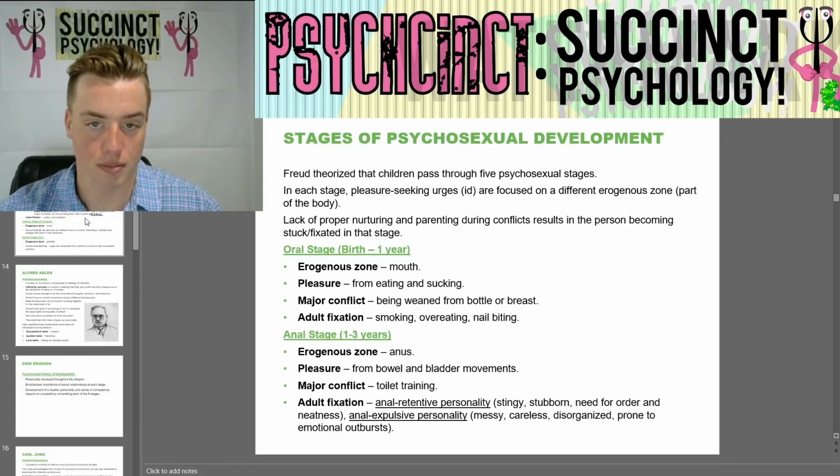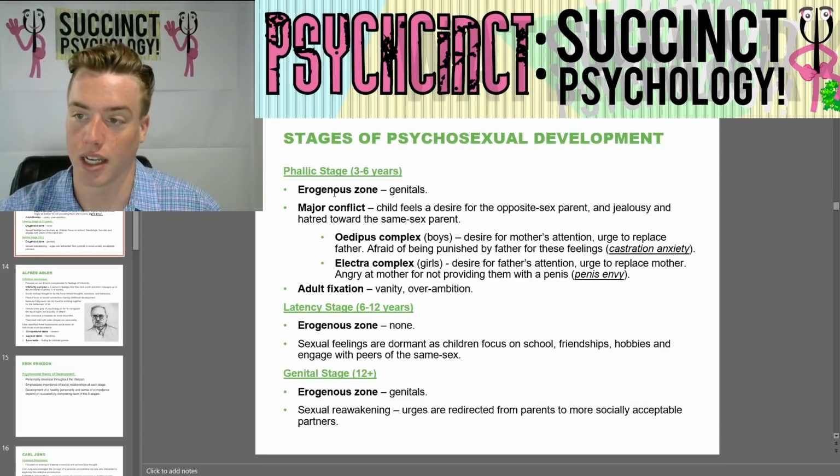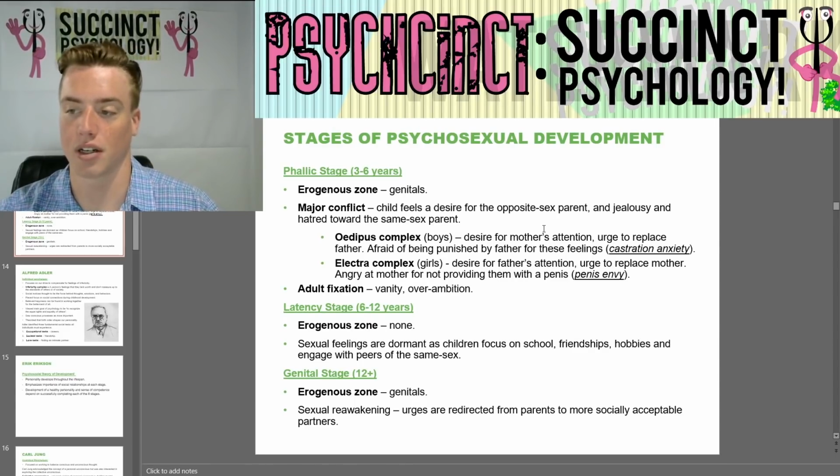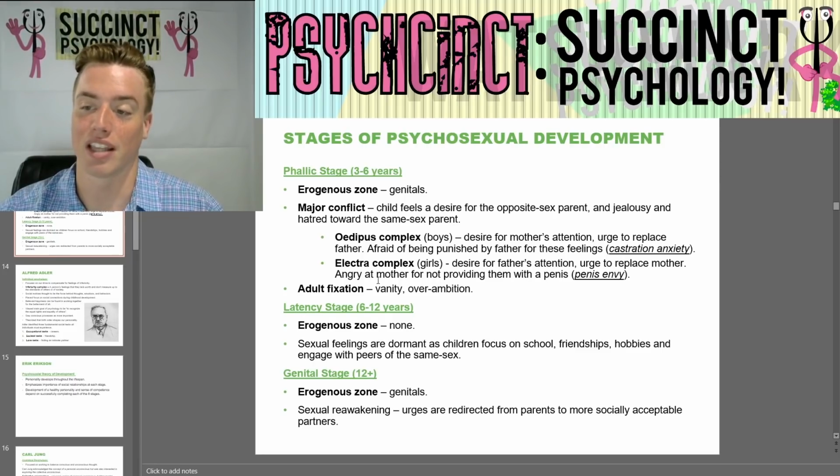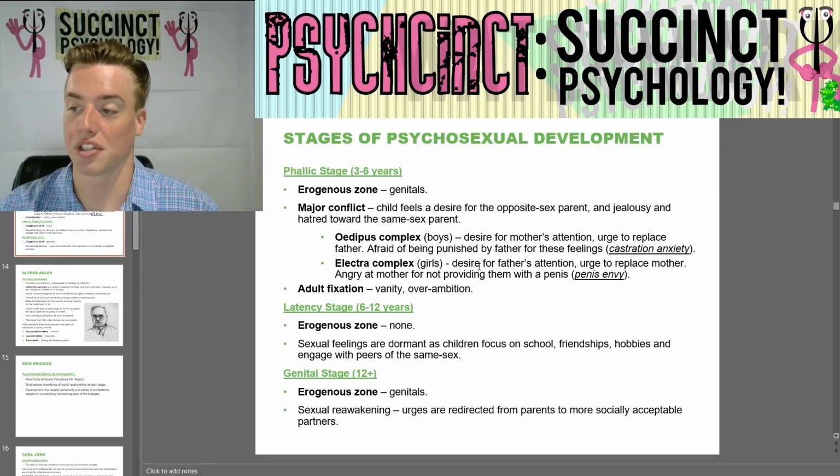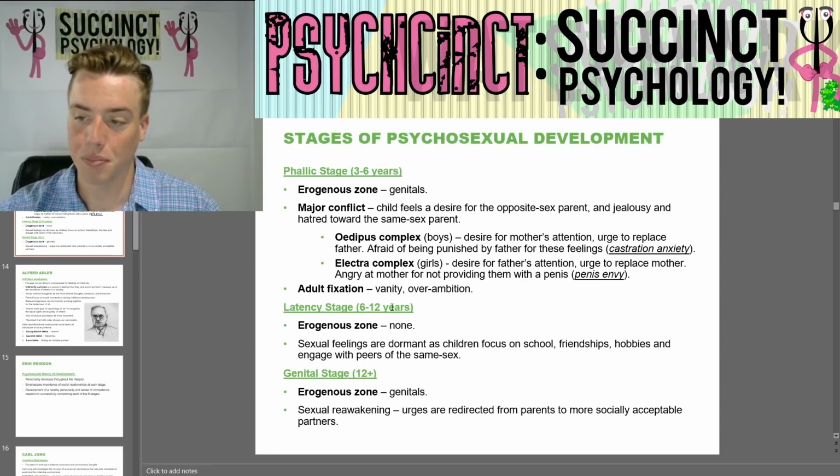So let's see. Next, we have the phallic stage from 3 to 6 years. The erogenous zone is genitals, and the major conflict is the child feels a desire for the opposite sex parent and jealousy and hatred toward that same sex parent. So Oedipus complex for boys: desire for mother's attention, urge to replace father, afraid of being punished by father for these feelings, so castration anxiety. And then you have the Electra complex for girls, which is the desire for father's attention, urge to replace mother, and angry at mother for not providing them with a penis, penis envy. The adult fixation is vanity and overambition.